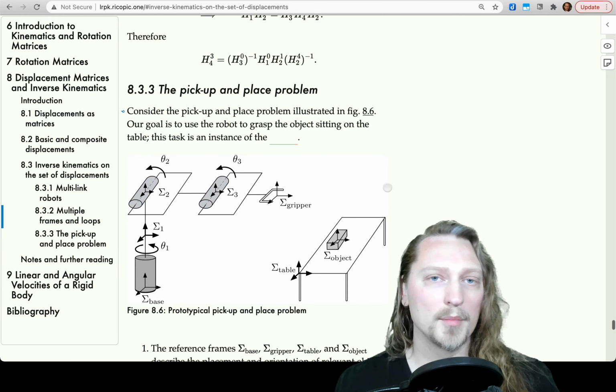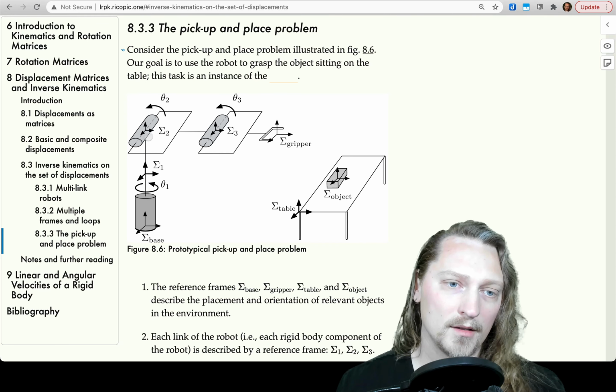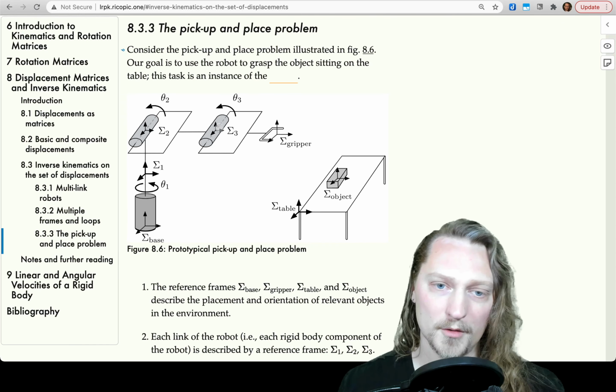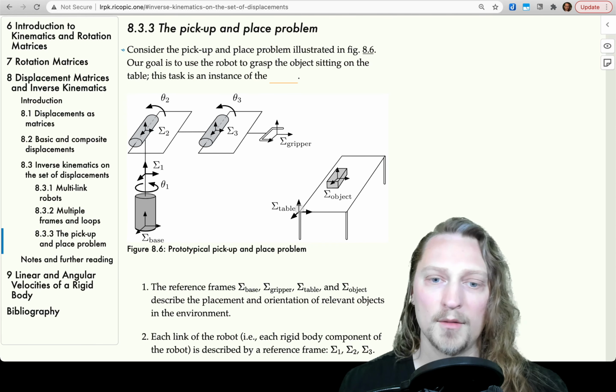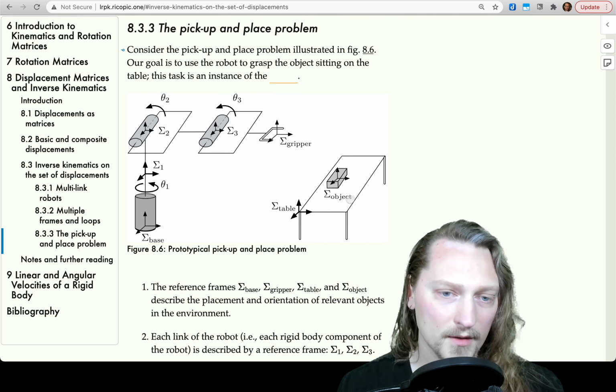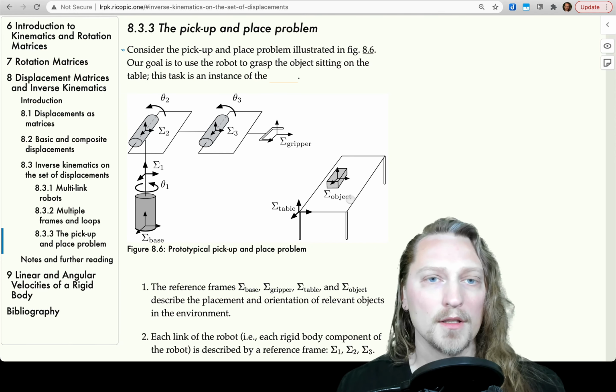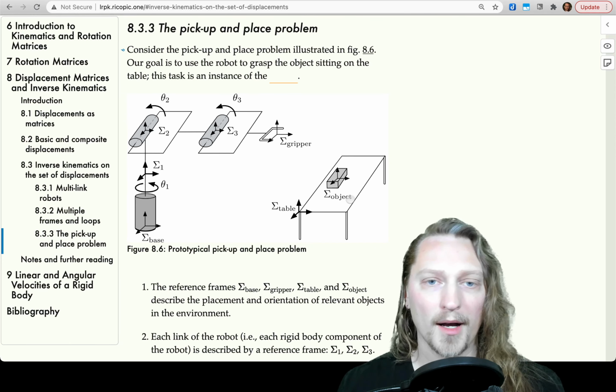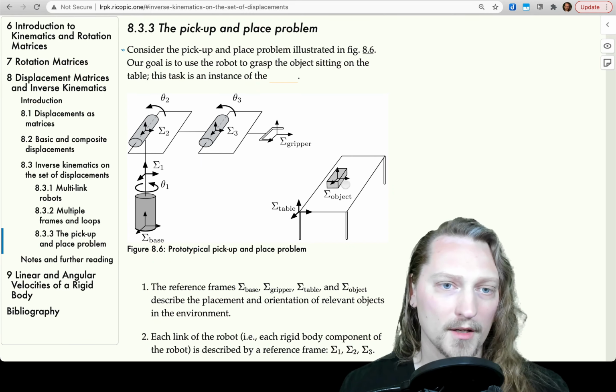We've got a robot with a base and a revolute joint 1. We have revolute joint 2 and revolute joint 3. The gripper is at the end. We have a table and an object on the table. Our goal is to use the robot to grasp the object sitting on the table. Okay, so the gripper to the object.